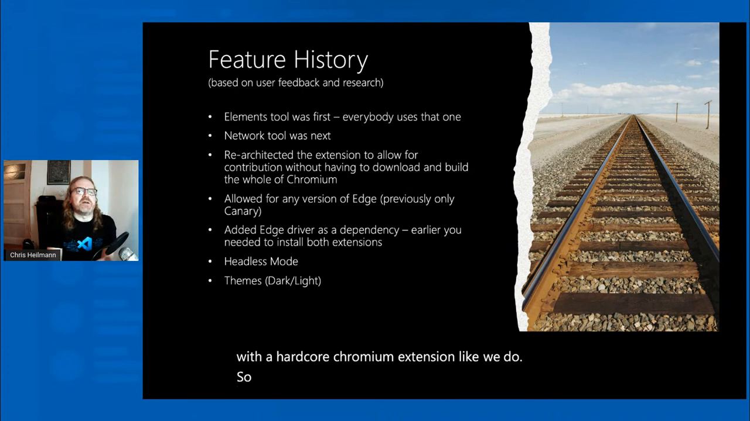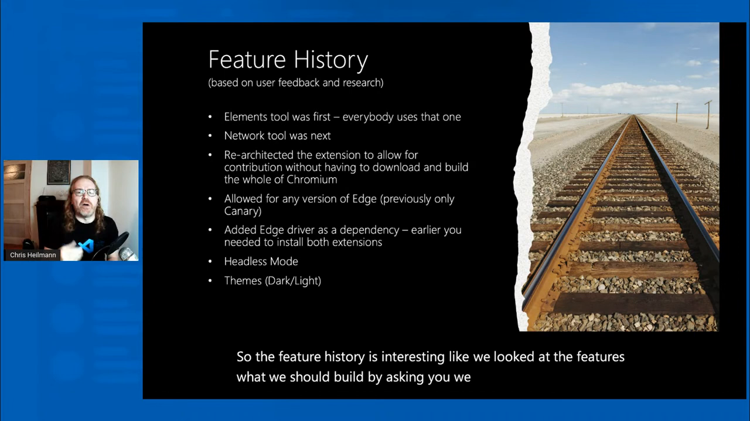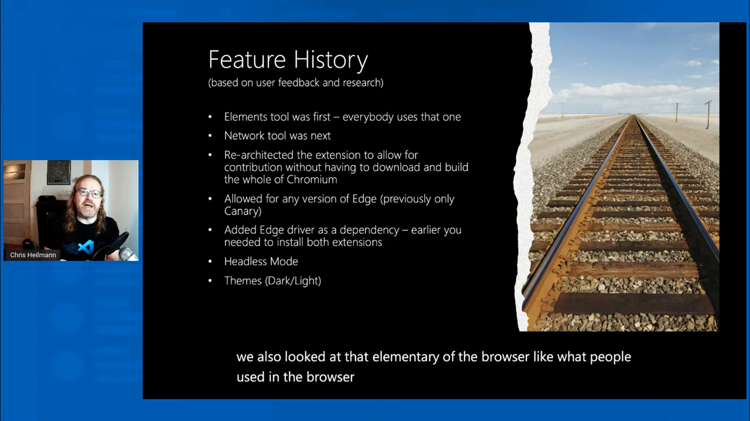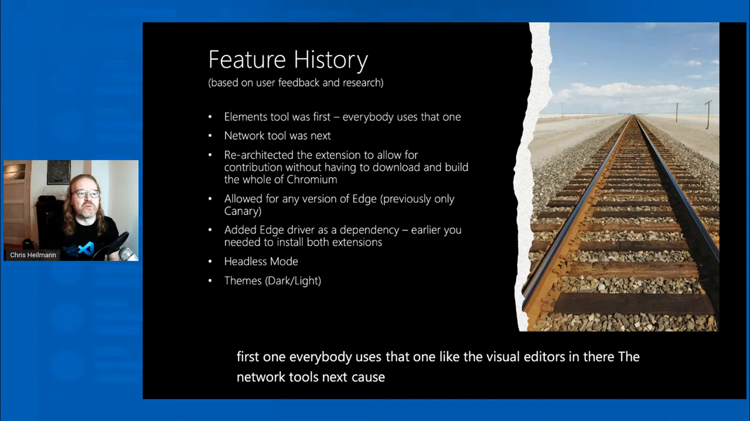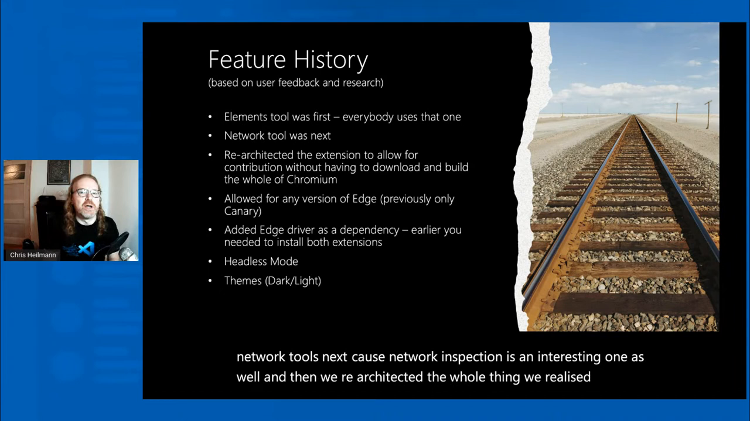The feature history is interesting. We looked at what features we should build by asking you. We wanted to get feedback, and we also looked at the telemetry of the browser, what people used in the browser developer tools, which were most likely the things that you want to see in that extension as well. The element tool was the first one. Everybody uses that one, like the visual editors in there. The network tool was next because network inspection is an interesting one as well. And then we re-architected the whole thing. We realized that contribution to the extension is kind of tough when you have to build the whole of Chromium just to change a typo.